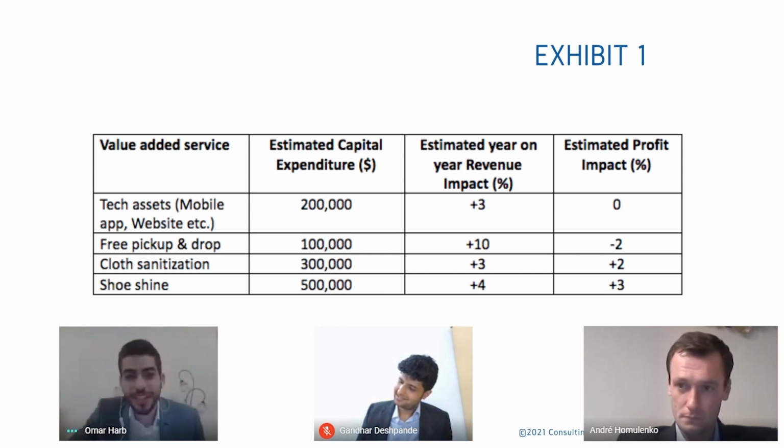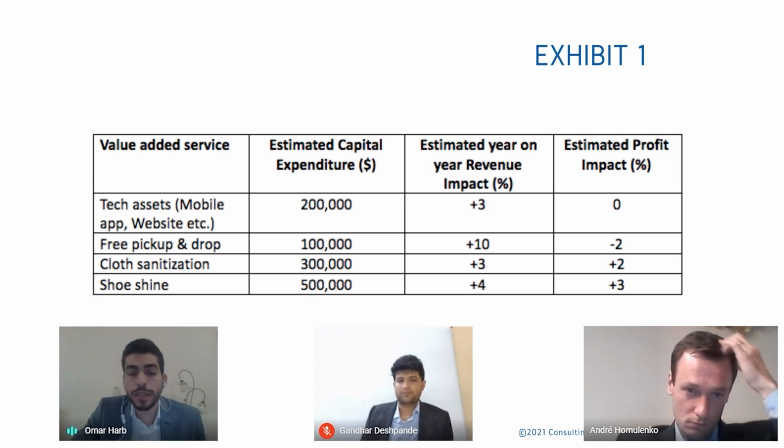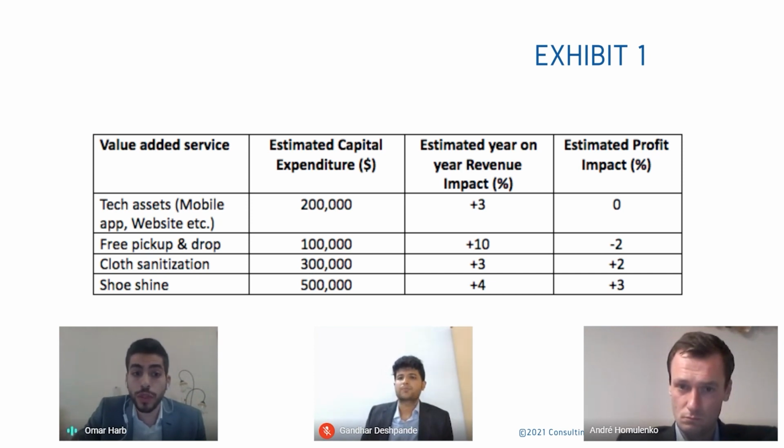Yeah, so basically, since our client's target is achieving a 10% revenue per year increase in the next few years, we can either go for the free pick up and drop. However, that would affect our profit by -2, so we'd have to balance this with something else. So maybe if we go for the free pick up and drop with the clothes sanitization, we'd have a 13% revenue impact, along with, let's say, zero profit. So we're just increasing our revenues for the years moving forward. Now, if we're looking into profit, however, this would have much more capital expenditure. We can go for the other three, which are tech assets, clothes sanitization, and shoe shine, and that way we'd get the 10% revenue impact.